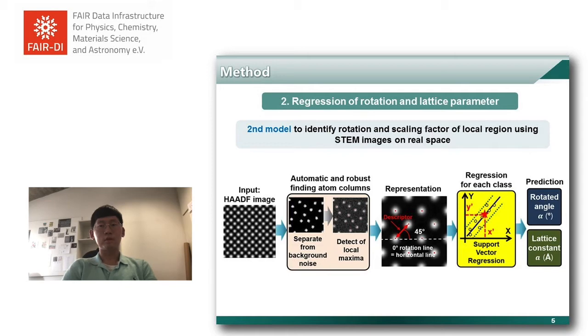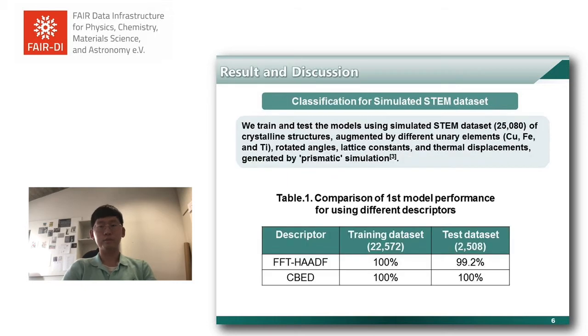And it is necessary to automatically and robustly recognize atom columns because we use the descriptor as the relation between atom columns inside the image. And let me explain the results of my research. For training and testing our models, we used a simulated STEM dataset of about 25,000. So we confirmed that our model achieves perfect or nearly perfect classification like this.